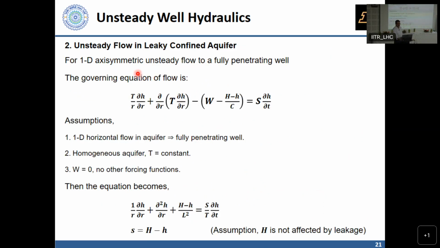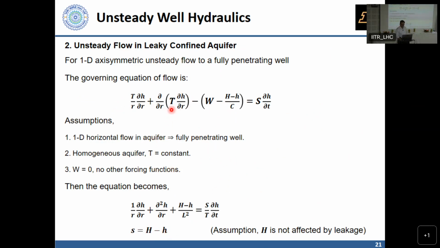If we have unsteady flow in a leaky confined aquifer, the aquifer is still confined, but now we have added leakage to it. And again, we are assuming that when the leakage happens, the piezometric surface on the other side of the aquifer, the semi-confining layer, is capital H, and that's not being affected by leakage. So we are assuming that to be a constant. You would get this particular equation. You can make the substitution that small s equals capital H minus small h.